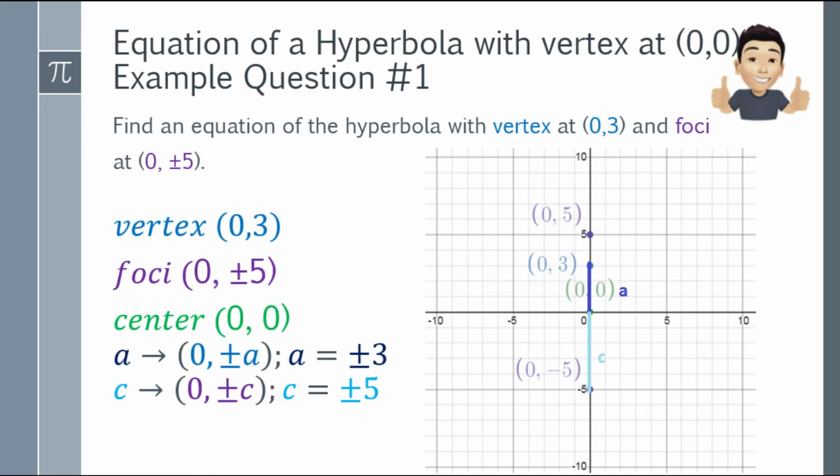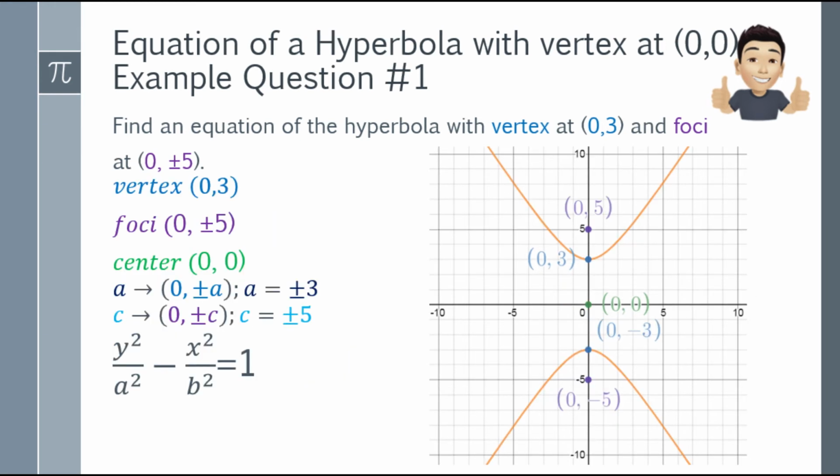Alright, so ang a natin will be positive or negative 3. So, ang layo ng center to the vertex, that will be 3 units. Okay, ang c naman, that will be 5 units kasi ang C is yung layo ng center to the foci or focus. Okay, so nilagay ko na rin yung equation na gagamitin natin. That will be y square over a square minus x square over b square is equal to 1. At yung curve ng hyperbola mo will be pataas and pababa kasi nasa y square.